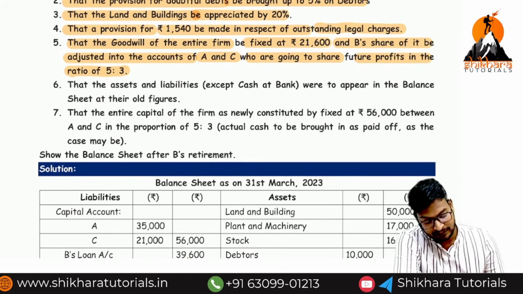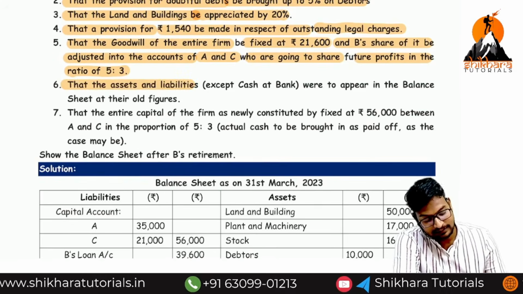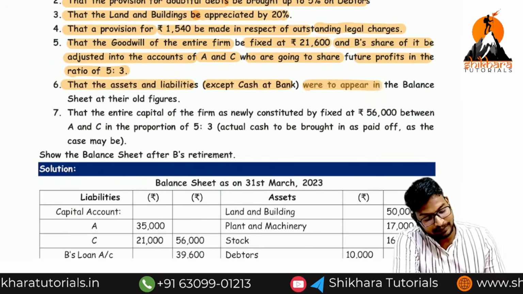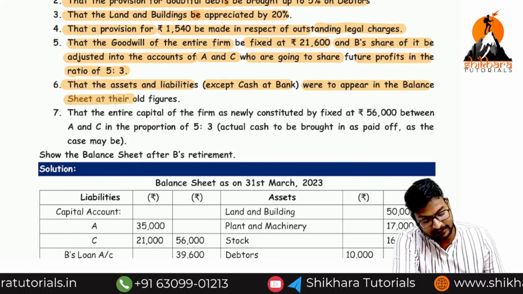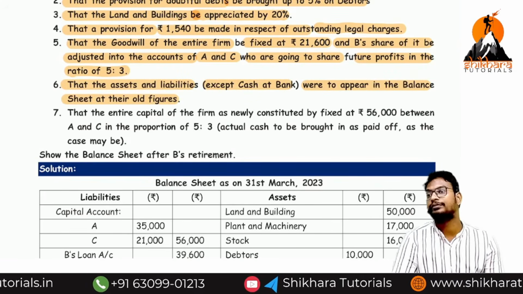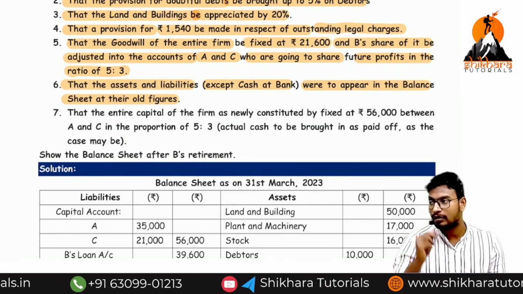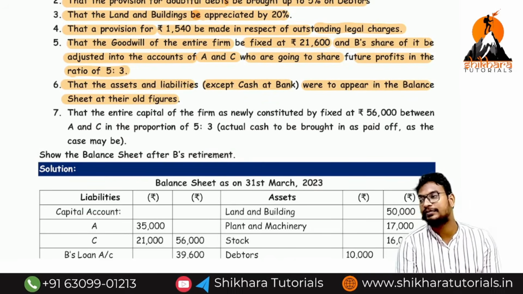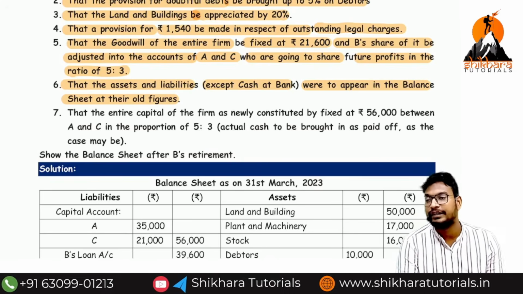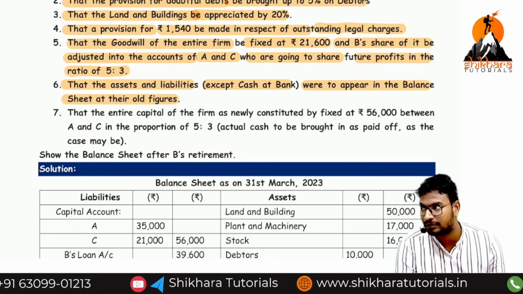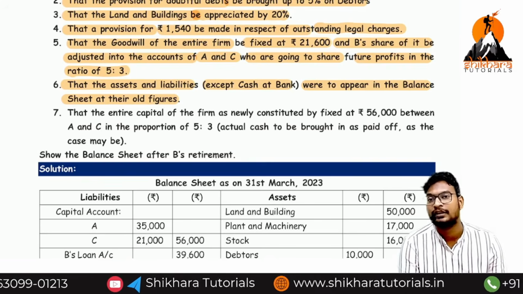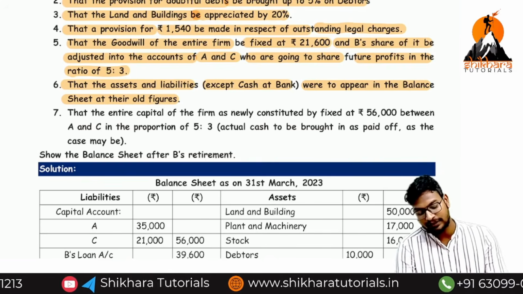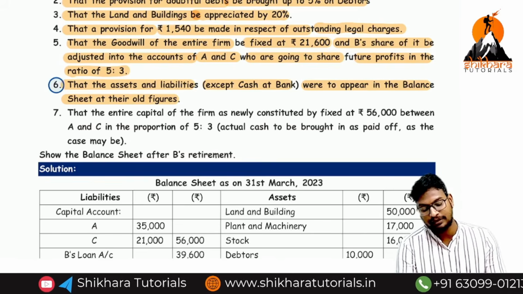The assets and liabilities, except cash at bank, are to appear in the balance sheet at the old figures. That means what we need to do? Except for cash, all the balances, assets and liabilities, we need to show at the same balance. So we need to prepare the memorandum revaluation account. Only the revaluation account. Please remember this point. In the previous question also we have seen the same point.